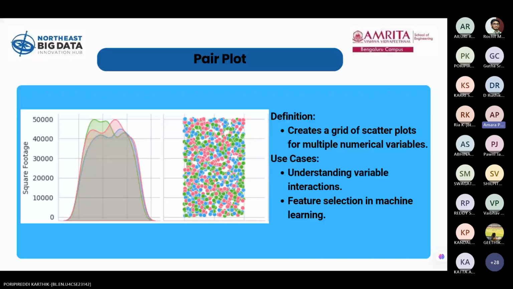Pair plot. What do you think is a pair plot? A pair plot creates a grid of scatter plots for multiple numerical variables. So for multiple variables, if you want to see how the correlation is, to find how they're changing together or to understand the interactions between these variables, we use pair plots. It is generally used for feature selection in machine learning.